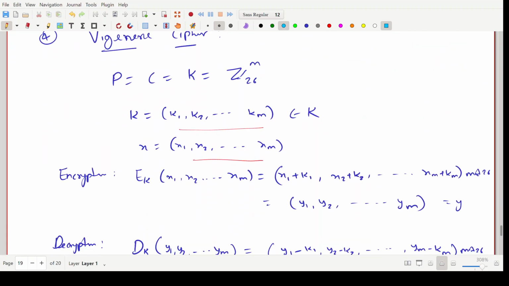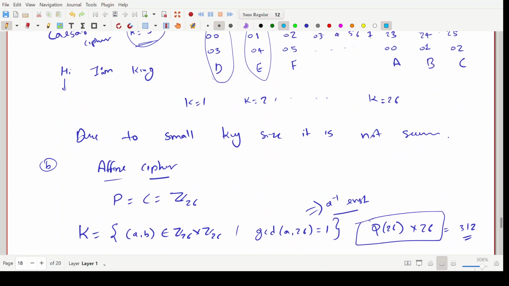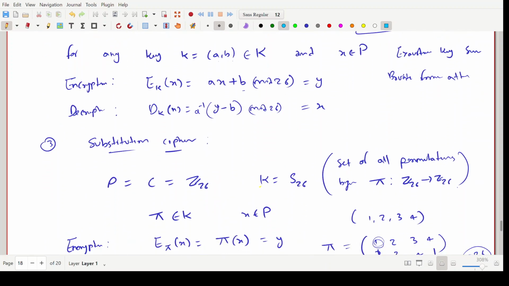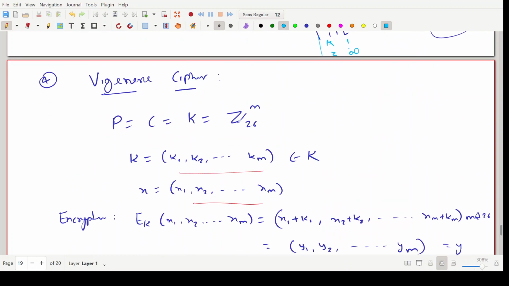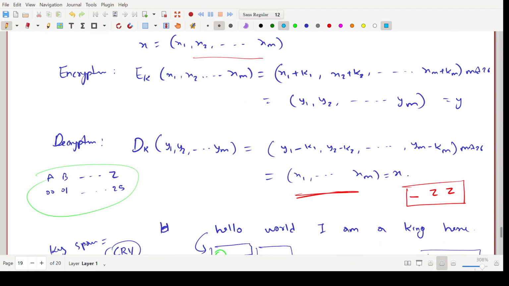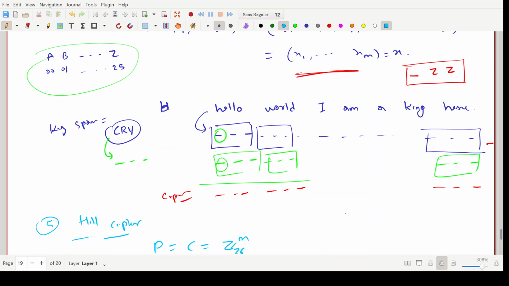Then the Vigenere cipher. These three ciphers which I have told are monoalphabetic ciphers, which means every character is replaced by a unique character. But in the case of the Vigenere cipher, what is happening? Look at this. If I have hello world, see, suppose O is here, and look at this O. The key position may change. So this O will be replaced by, say, K, and this O will be replaced by, say, A. So a single character is replaced by different values. That's why it is a polyalphabetic cipher.